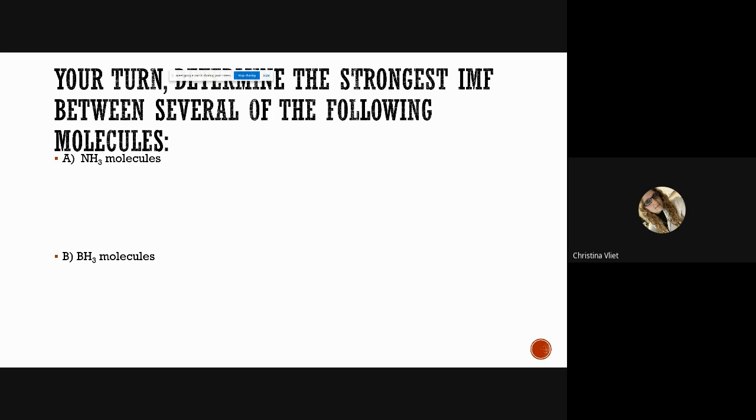This one would be non-polar, because look at the electronegativity difference value. Right, because the shape is not polar. This one would be non-polar, so that would be dispersion. When it's non-polar, it has to be dispersion. If it doesn't have those lone pairs, it's not polar.